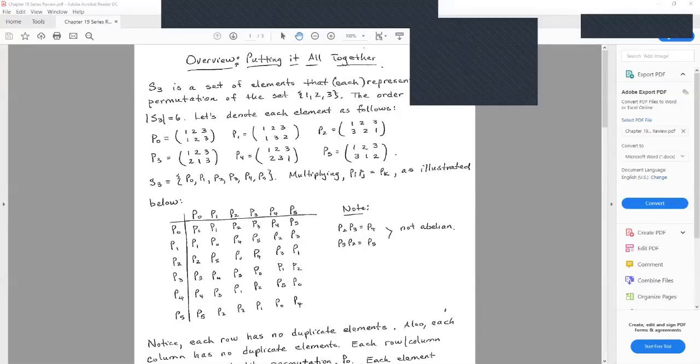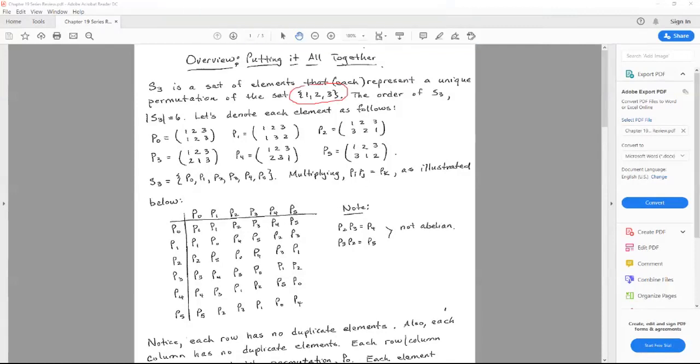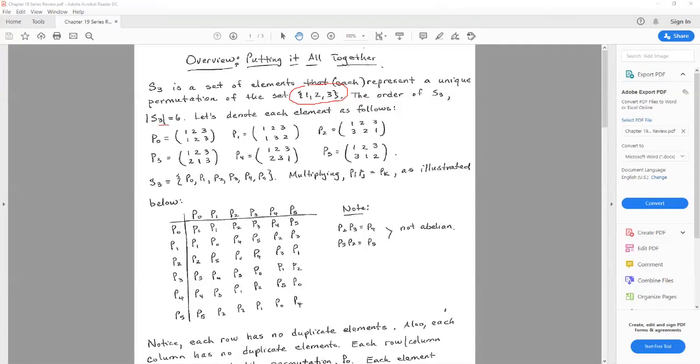Chapter 19 in the Abstract Algebra series is going to be an overview of many of the topics discussed throughout the series, sort of combined into one lecture. So let's look at S3. Remember that S3 is a set of elements that each represent a unique permutation on the set containing the integers 1, 2, and 3. And since we have three elements, 3 factorial being 6, that gives us the number of permutations on the numbers 1, 2, and 3.